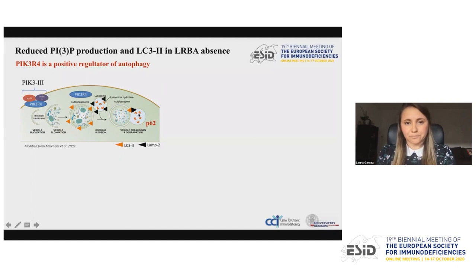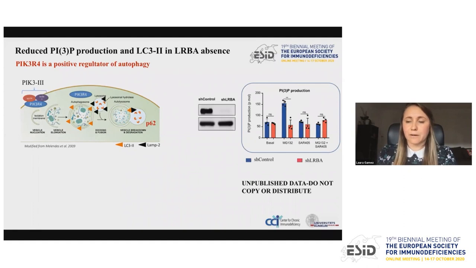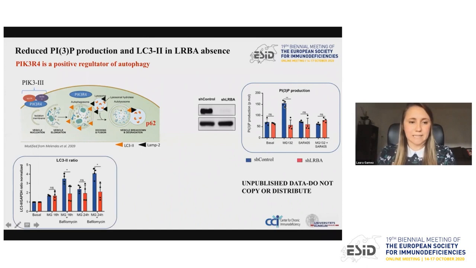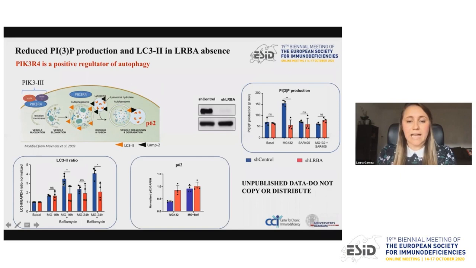And the class III PI3 kinase complex, by the production of PI3P, is important for the formation of the autophagosome, but also for the step of the fusion of the autophagosome and lysosome. Therefore, in HeLa cells, control and knockdown for LRBA, we evaluated the production of PI3P, and we observe here in red that in the absence of LRBA, there is a very low production of PI3P in comparison to the control HeLa cells. In addition, we observe a reduction of LC3, which is an autophagosomal marker, in the absence of LRBA in comparison to the control. And this goes in line with the accumulation of P62, which is a cargo protein, observed in the absence of LRBA.